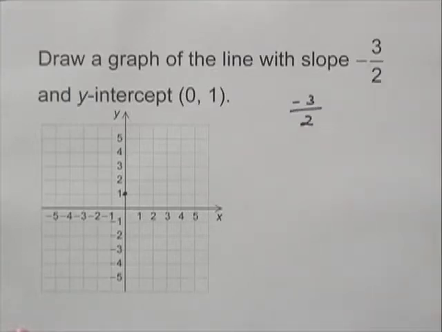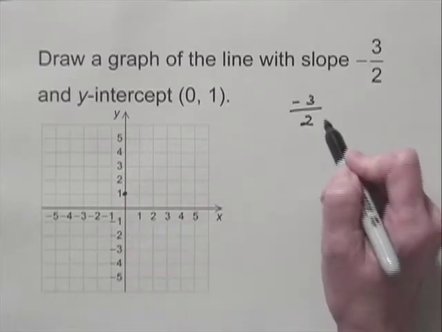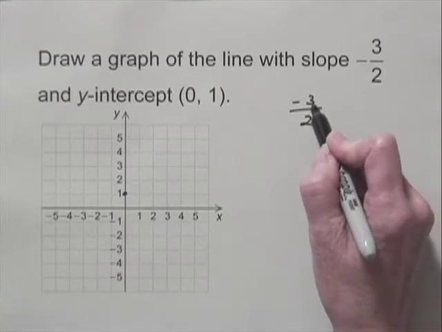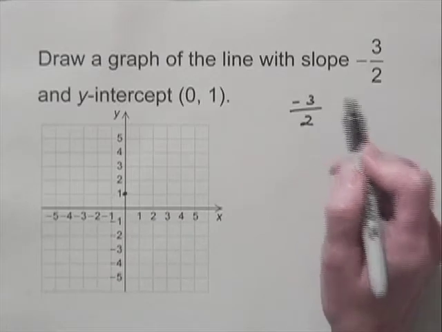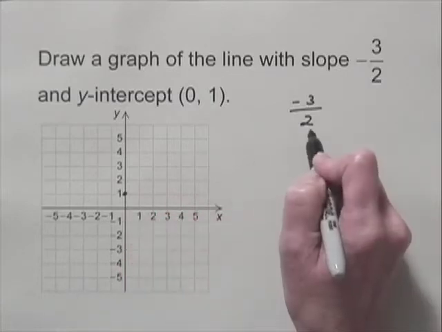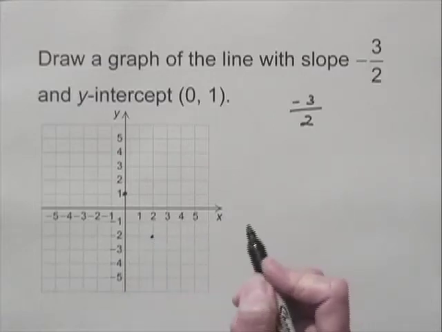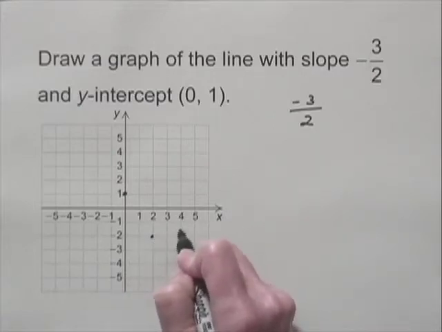Remember that slope is rise over run, or the change in y over the change in x. So I can start at the y-intercept, and this expression tells me to go 3 units in the negative y direction. So I go down 3 units, 1, 2, 3, and this tells me to go right 2 units. And that brings me to the point 2, -2.